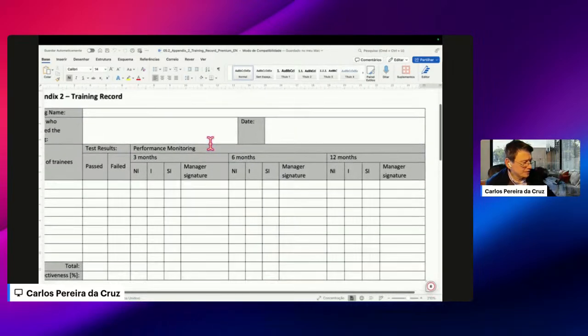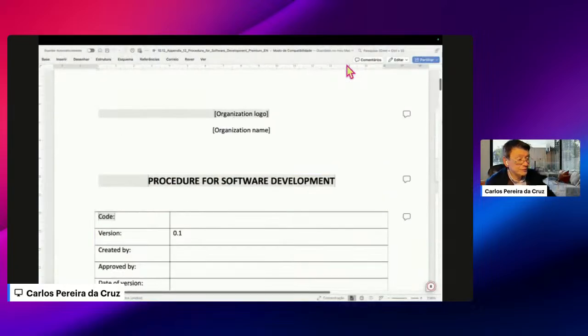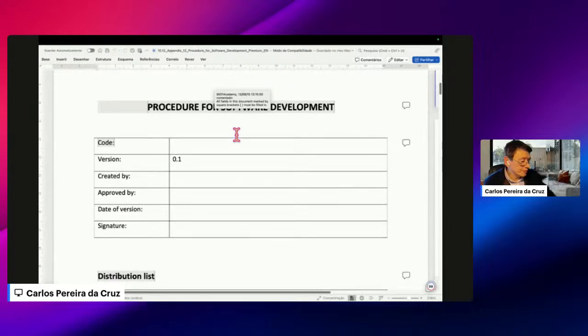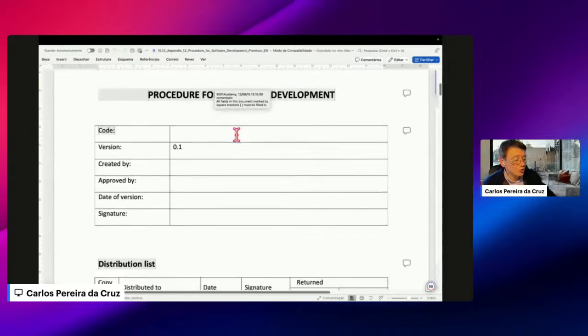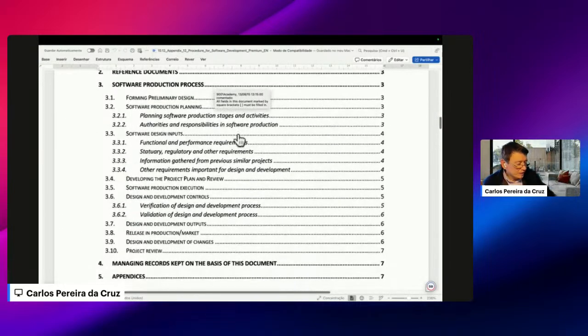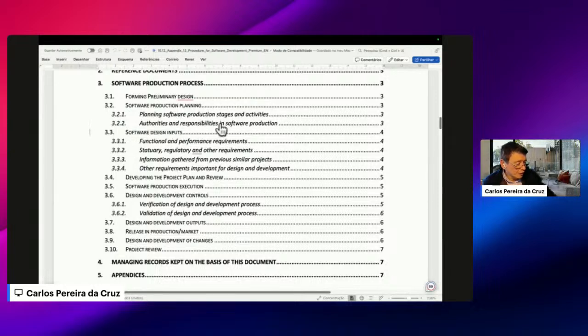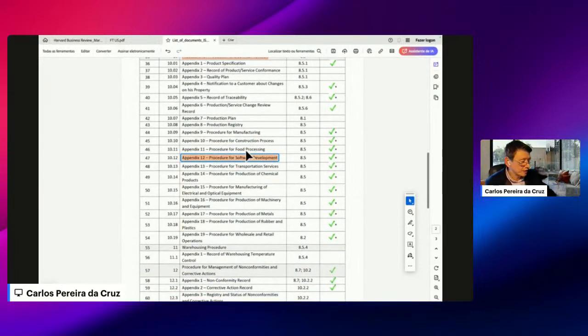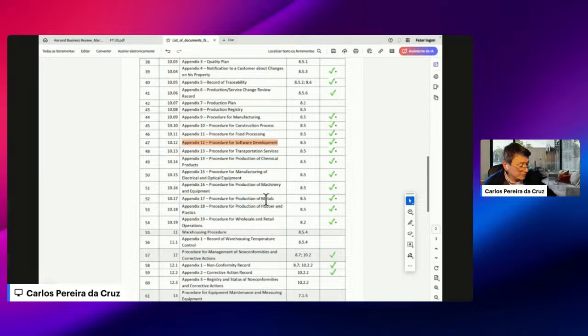And let me show you an example for clause 8.5 about providing service, the operation. In this case, a procedure for software development, and you have here the planning, the authority, the responsibilities, the inputs, the validation, the verification, the release. And just one example more. If you come here, you will see that we have these kinds of examples for several industries, okay? Manufacturing, construction, food processing, transportation, chemical products, manufacturing of electrical and optical equipment, production of machinery and equipment, production of metals. You see a lot of examples, okay?